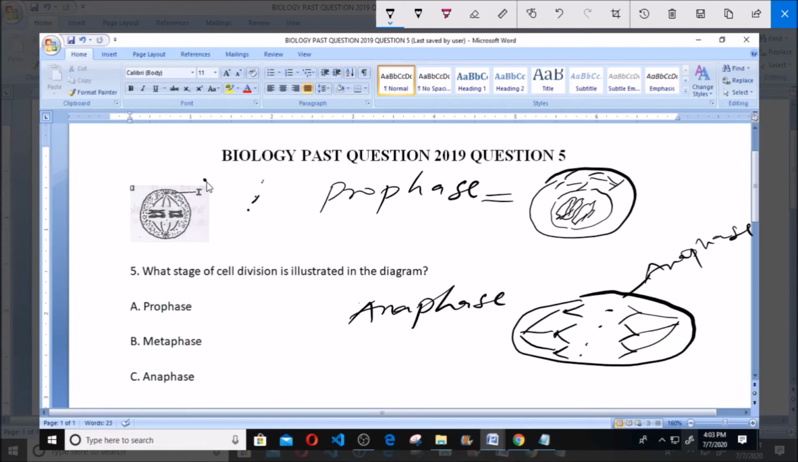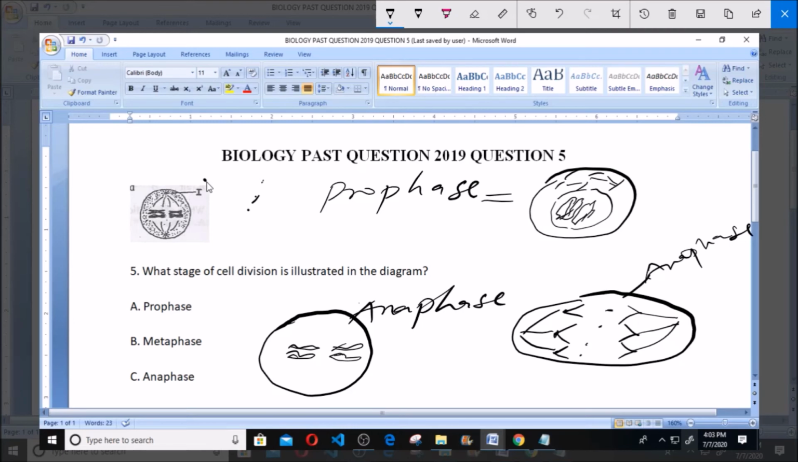Now, for metaphase, the striking feature of a metaphase stage is the alignment of the chromosomes at the equator of the cells before they are being split. Now, the diagram is now like this, just like the one we have here. Diagram is like this.